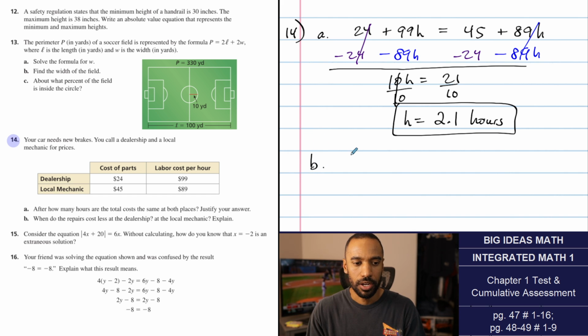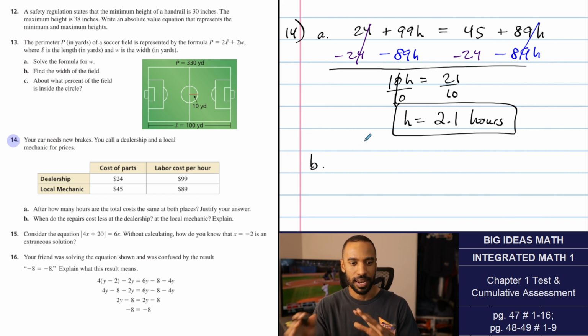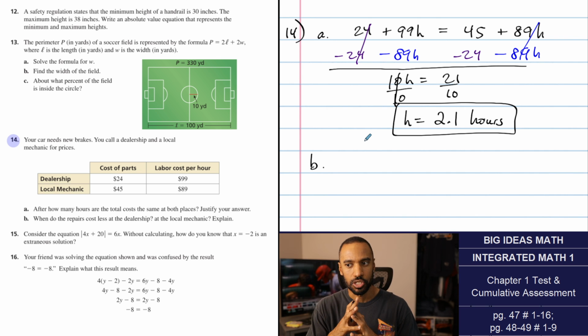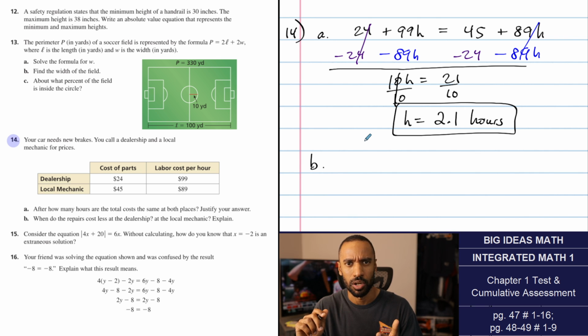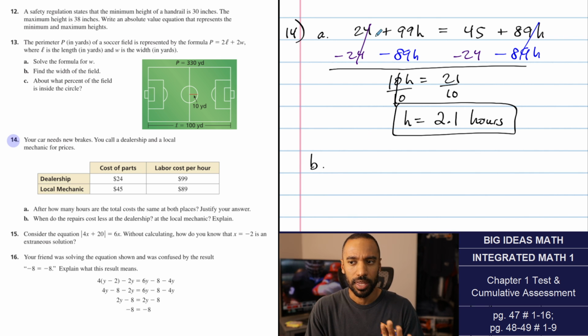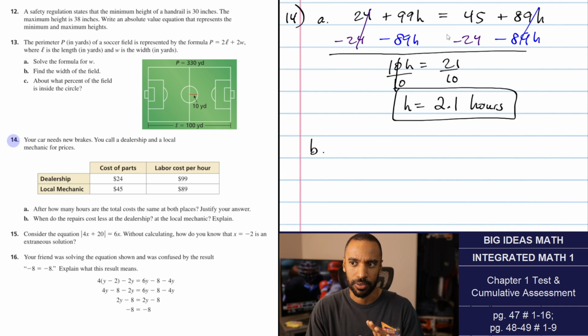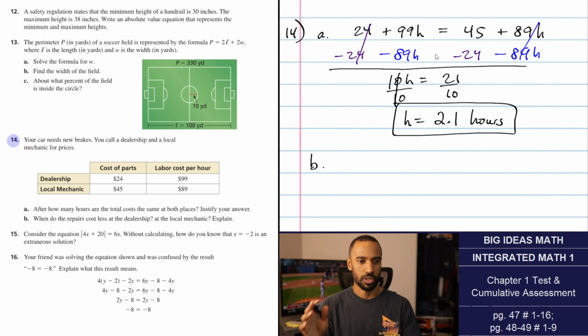Part B, it says, when do the repairs cost less at the dealership and at the local mechanic? Explain. Now, this is something we don't have to do full math on. This is something we can just make sense of based on the situation we're looking at. They never really asked us this question in this section. I forget what section this was. This might be more section 1.3. But they never really asked a question like this, even though I might have said it out loud at the time. Okay, I want you to think of this logically.